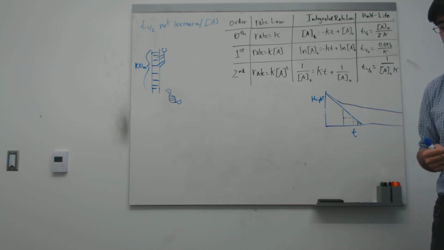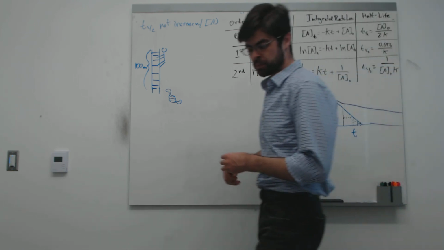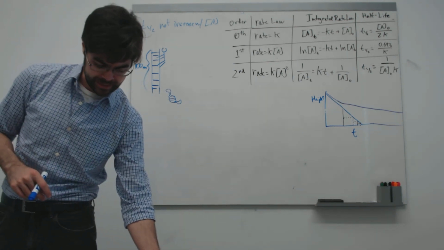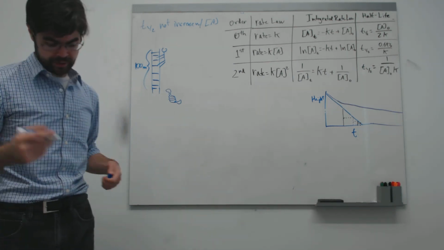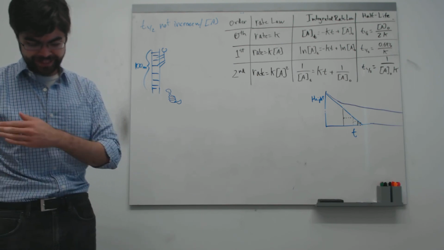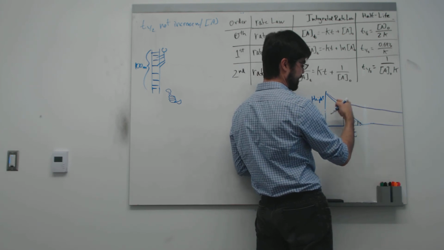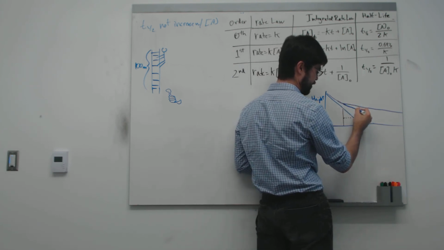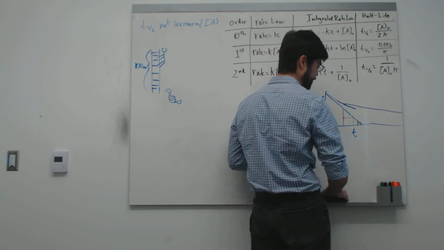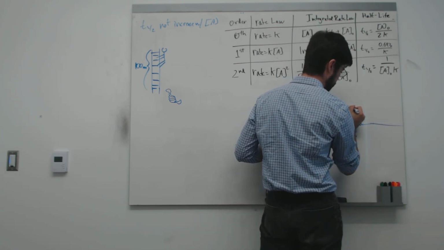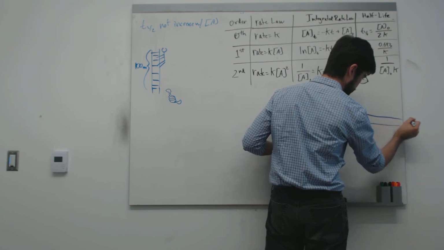As the process proceeds, the rate decreases, and as a result, the half-life lengthens. So at first, when I'm first trying to get down to half of my initial concentration, I didn't really draw that very well. Let me try drawing this a little bit better. That's close enough.